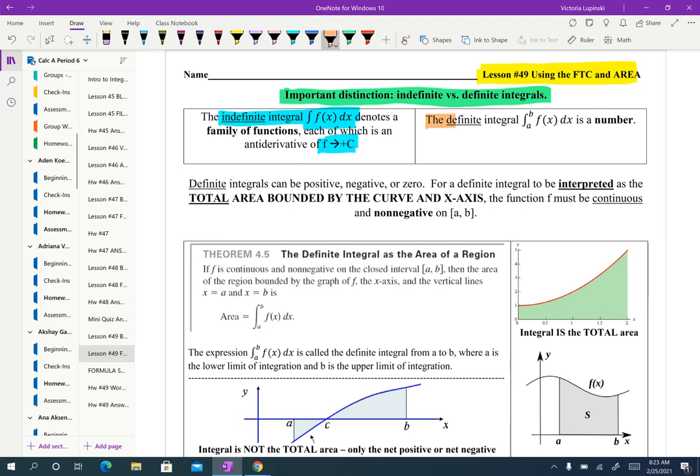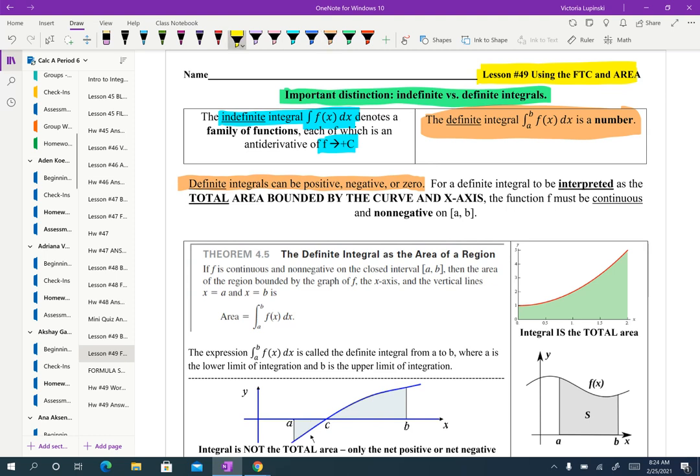Then, on the other hand, you have a definite integral. Remember that a definite integral starts at some value a and ends at some value b, and the answer to a definite integral is always a number. We talked about how a definite integral can give you a value that is positive, negative, or zero, and that's what we've been practicing for the past couple of days. So now we want to drill down a little bit more in terms of how you actually interpret that value that you get as a result of finding a definite integral.